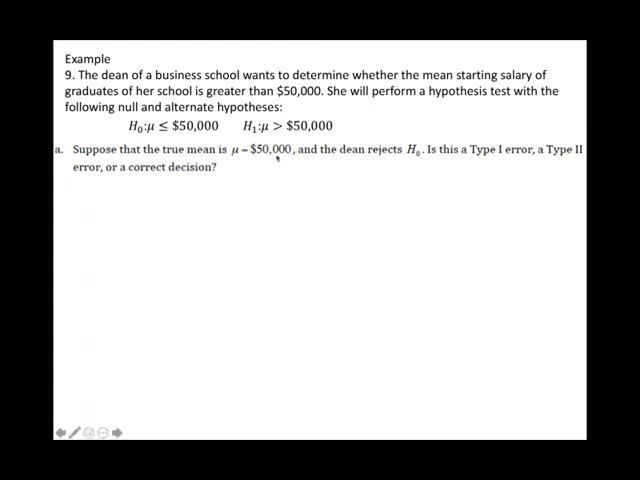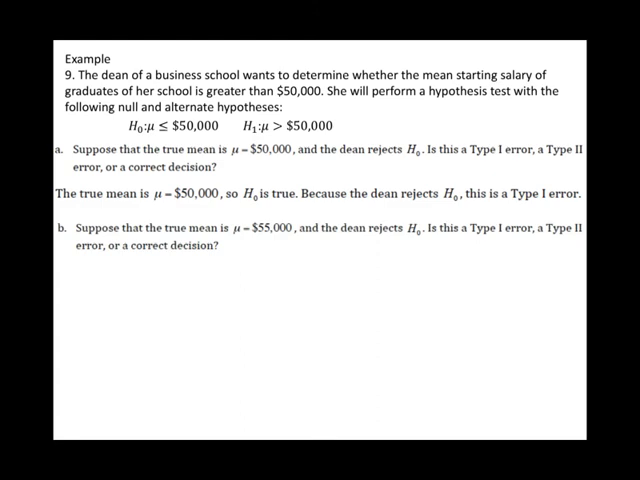So think about it. The true mean is equal to 50,000. Which one has an equal sign? This one, right? So that means the true mean is 50,000. This one is supposed to be true. The H0 is true. But then the dean rejected. Okay, so rejecting this one, she should believe the alternate hypothesis is true. Obviously, she makes a mistake. Is this a type 1 error or type 2 error? That will be the type 1 error.